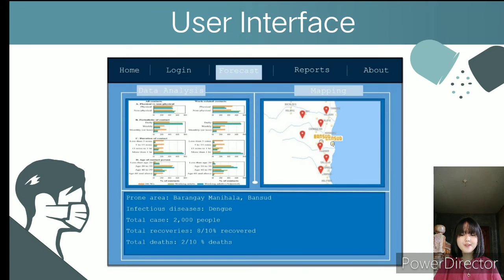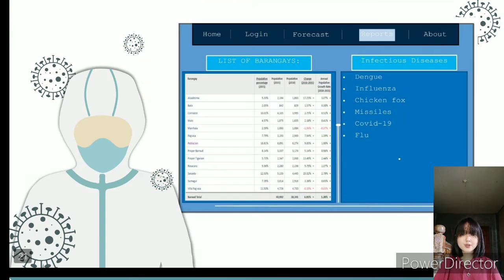The user interface. As presented in the study, the researchers created a prototype of the main system interface and functions. As shown on the UI, there are 5 navigations above.